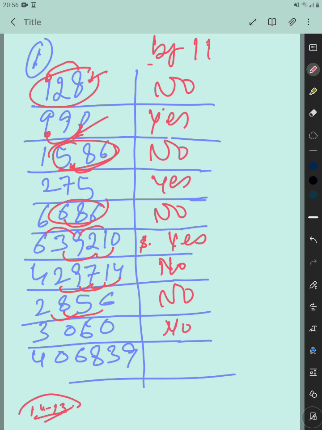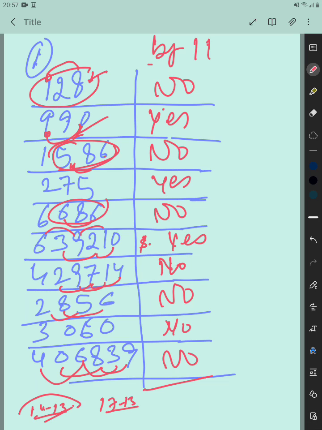Okay, here 9 plus 8 is 17, 17 plus 0 is 17. We write 17 here, and then 6 plus 3 is 9, and 9 plus 4 is 13. The difference is 4, which is not divisible by 11, so it is also no. So this completes question number 1.